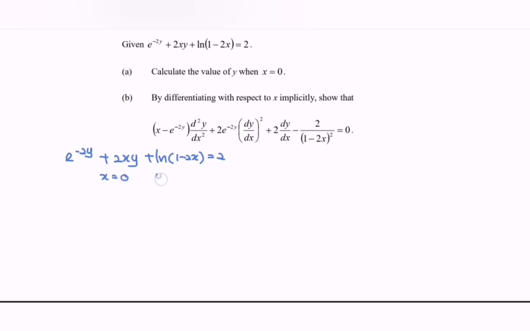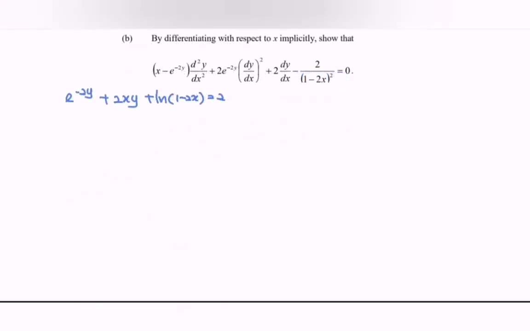So if we substitute x equals 0, what is the value of y? We have e^(-2y) + 0 + ln 1 = 2. As we all know, ln 1 becomes 0. So e^(-2y) = 2, so -2y = ln 2, and y = ln 2 over -2. So that is the value for y. When x equals 0, the value of y is equal to -1/2 ln 2.